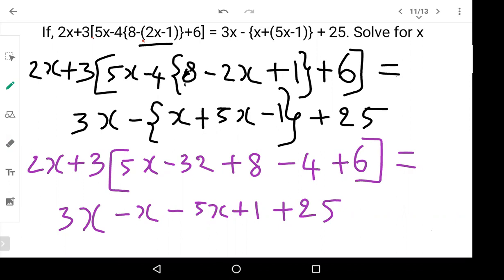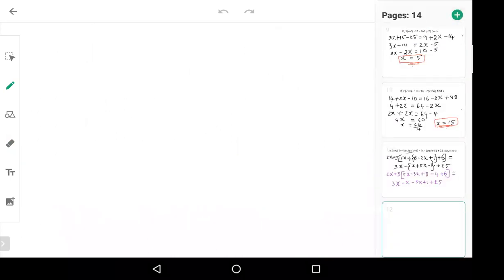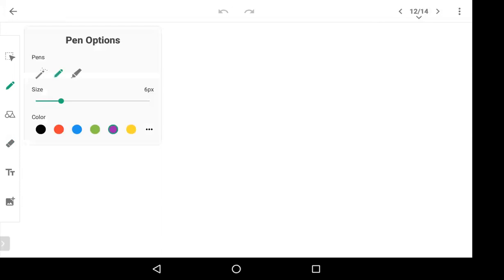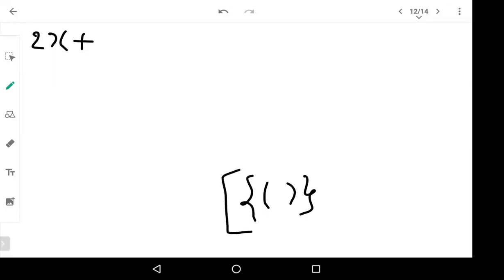Now let me add a page and we will continue step number 3. Now I'll go back to black color so that you can differentiate between the steps. Okay, so we have finished 2 steps. Now coming to the third step, you have 2x plus. Now after that, so we removed the normal brackets, we removed the flower brackets. Now after this, what is remaining? The box brackets or the rectangular brackets.